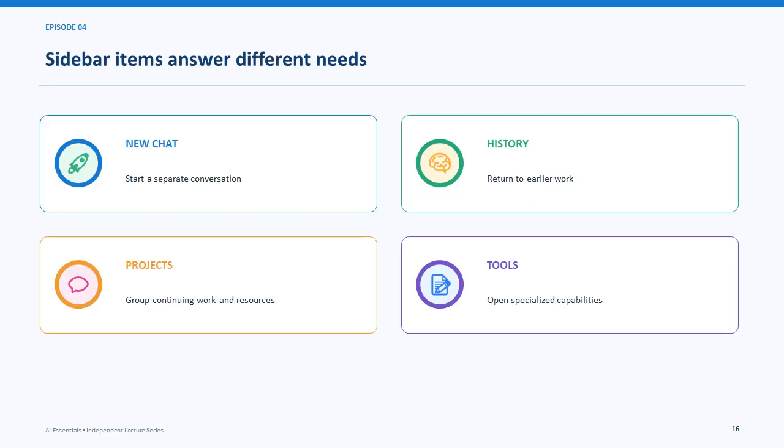These sidebar items answer different needs. New chat begins a separate conversation. History helps you return to earlier work. Projects group continuing conversations and reference material. Tools open specialized capabilities. Choose the item that matches the need in front of you. Exploring every option at once usually creates more distraction than value.